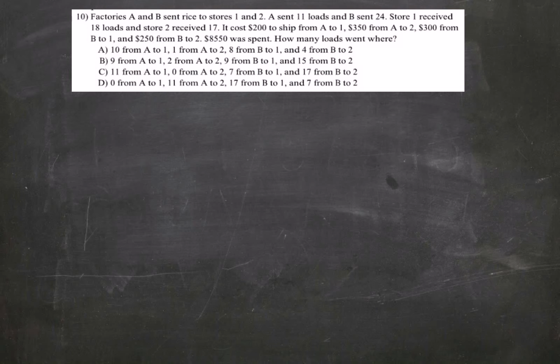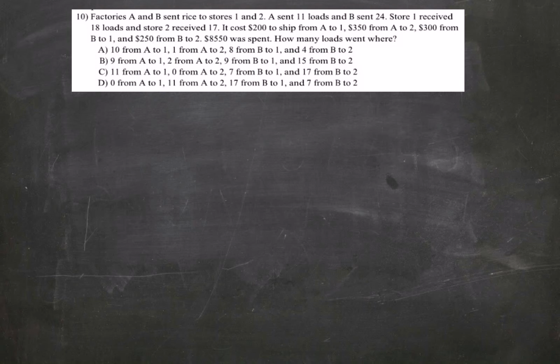Factories A and B sent rice to stores 1 and 2. A sent 11 loads and B sent 24. Store 1 received 18 loads and Store 2 received 17. It cost $200 to ship from A to 1, $350 from A to 2, $300 from B to 1, and $250 from B to 2. $8,550 was spent. How many loads went where?